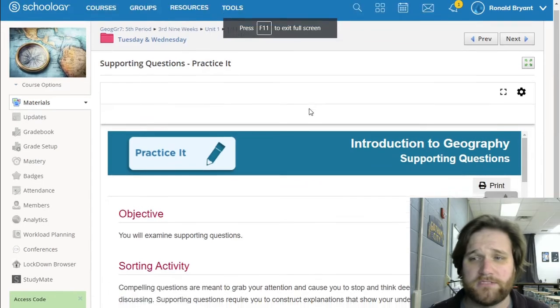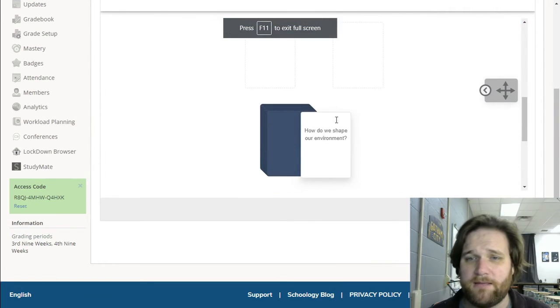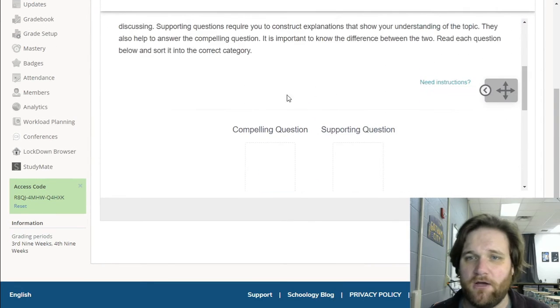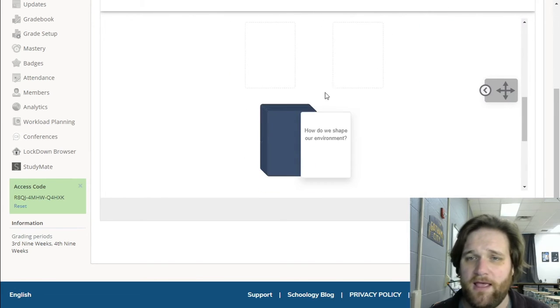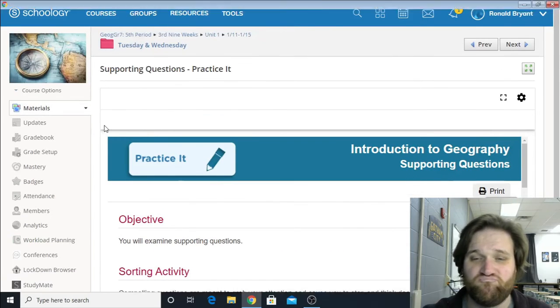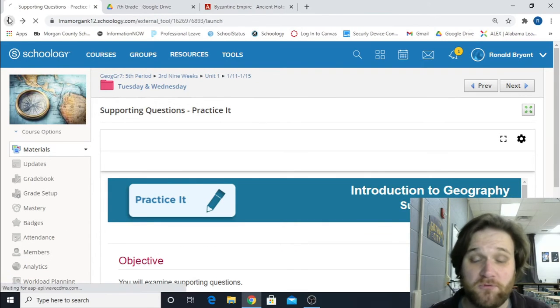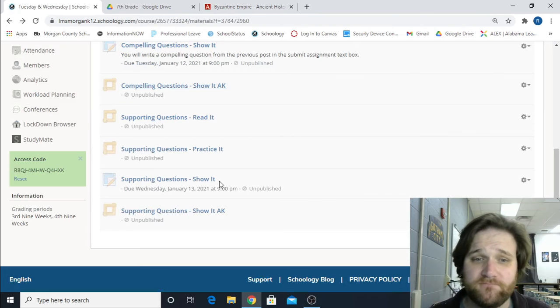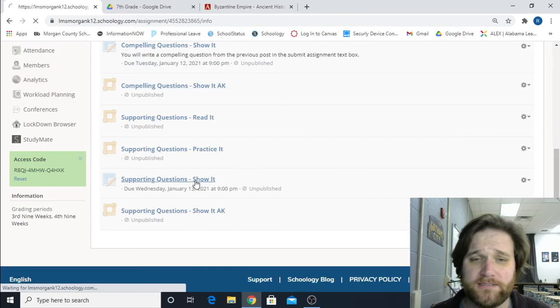Because remember, we're working top down. Don't skip. Same thing. We're dealing the cards into the two columns. We have compelling question and supporting question, and we're putting each where it belongs. You can go through that. You can do it multiple times to help you out. And then we're going to go into show it.